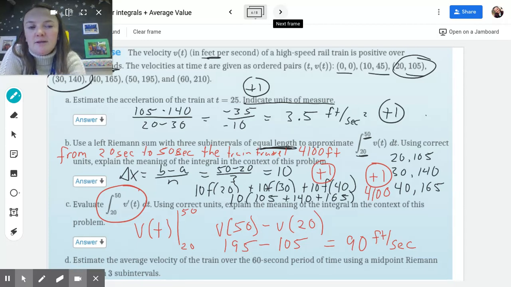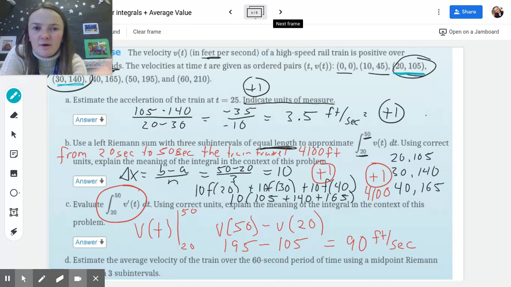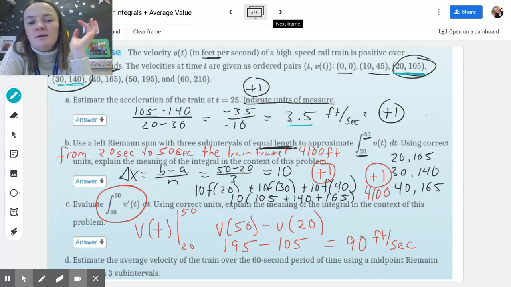So what I'm going to do is estimate. I'm going to find 2 points that are really close to 25 and average them, or find the slope. So I just found the slope using those 2 points, and I got 3.5 feet per second squared. So it says use units of measure. This would probably be worth 2 points. 3.5 would be 1. Feet per second squared would be 1 because that is the units for acceleration.